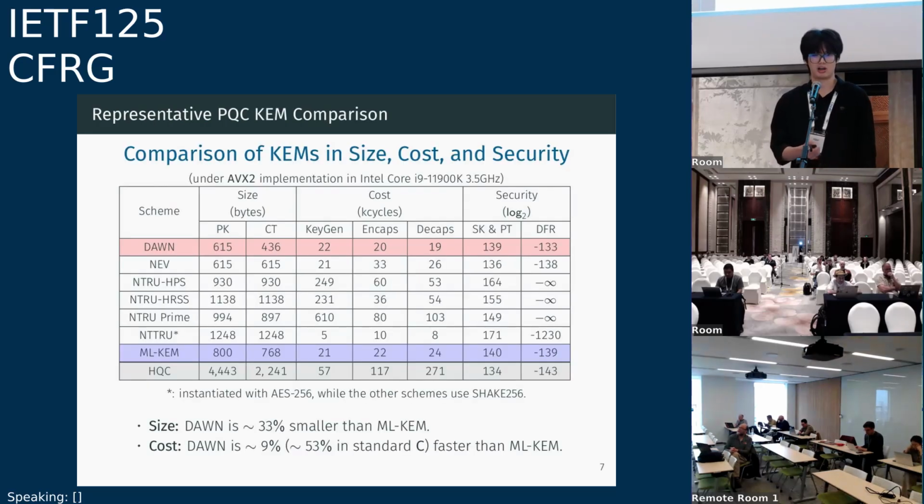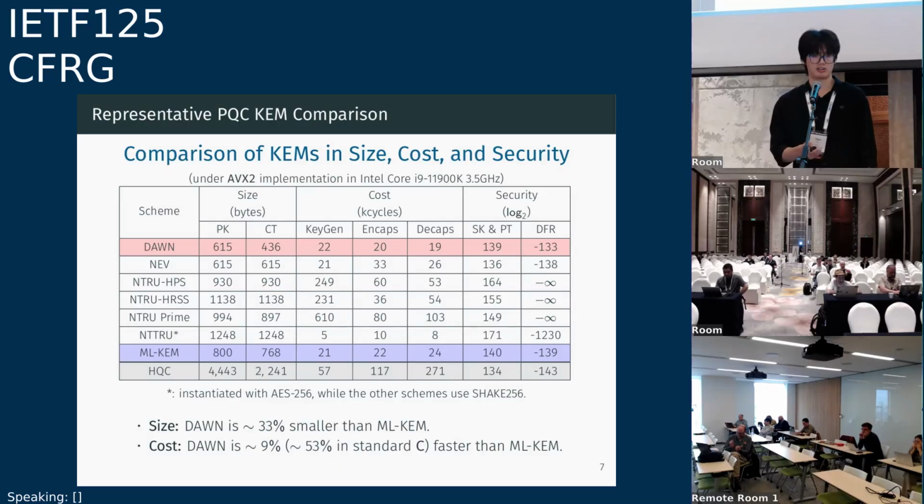Okay. Then we show a concrete comparison of post-quantum KEMs in size, cost, and security, especially for NTRU KEM and ML-KEM. For security, we split it into two columns. The first column is about the security of the key and plaintext, which is usually the security in the CPA model. And the second column is DFR, namely the decryption failure rate. This is about the security under the CCA model.